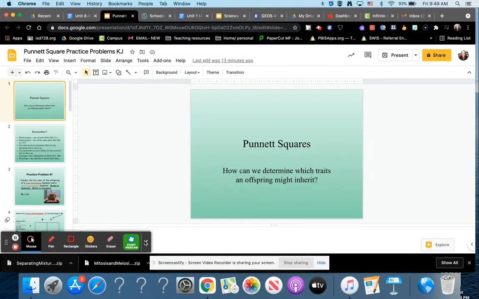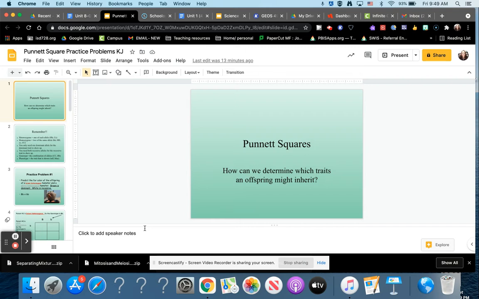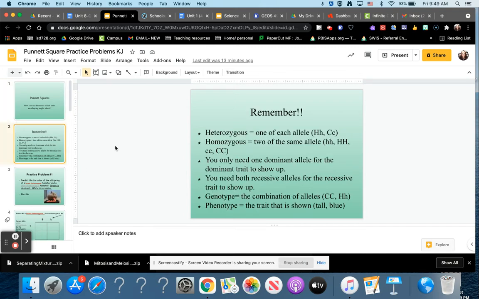Hello, today we're going to be learning about punnett squares. And punnett squares are a way that we can determine which traits an offspring might inherit. A couple of reminders of vocabulary terms.